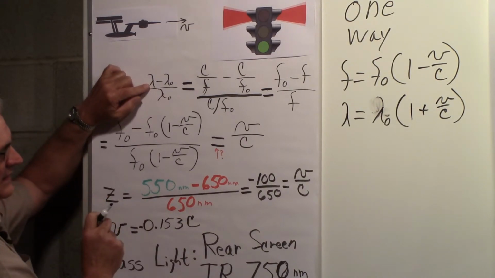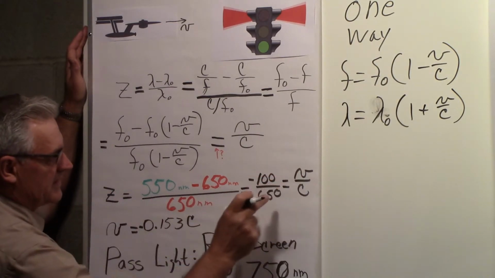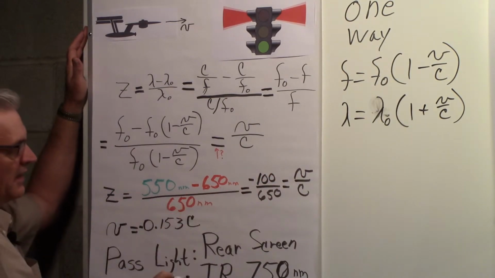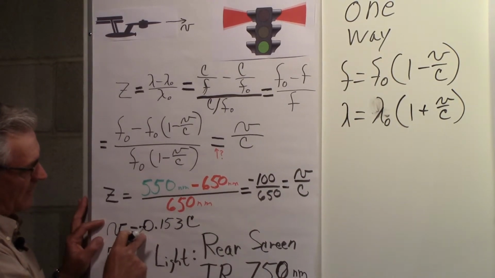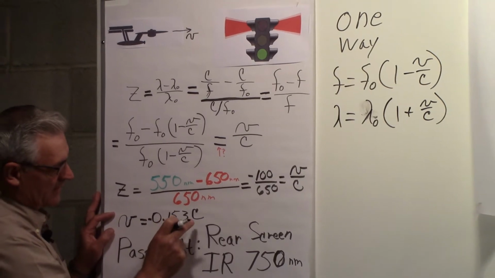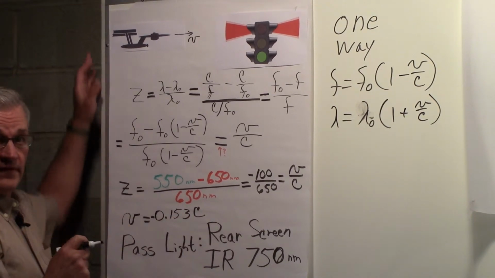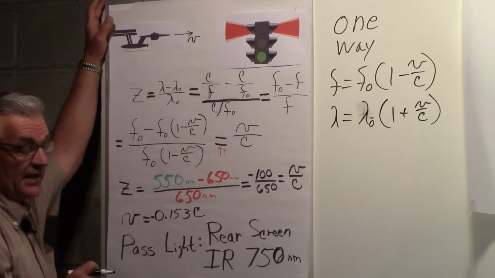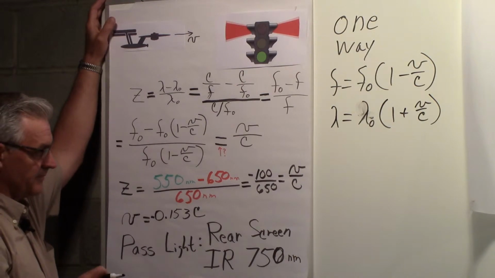So how do we get to see that? We have to have a speed v over c equal to this. If we work that out, v will be equal to minus 0.153 times c. So if the Enterprise is traveling at roughly 15% the speed of light, coming up on a red light, the red light will actually appear green.